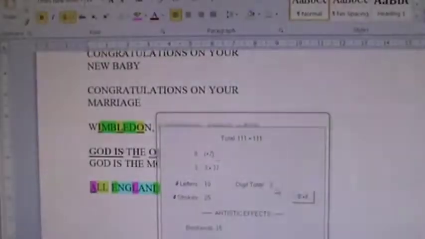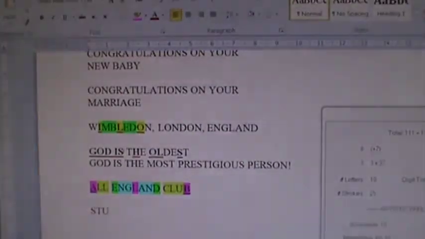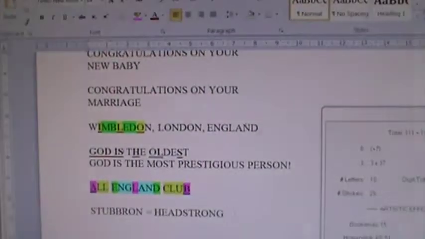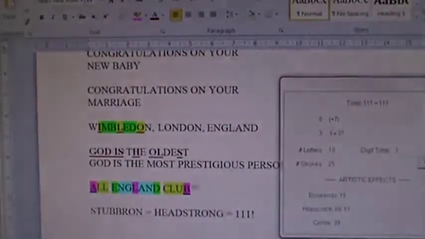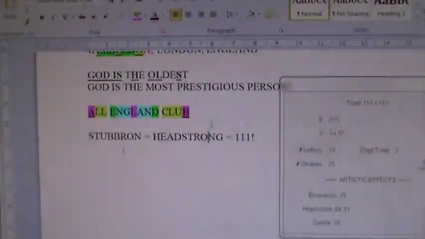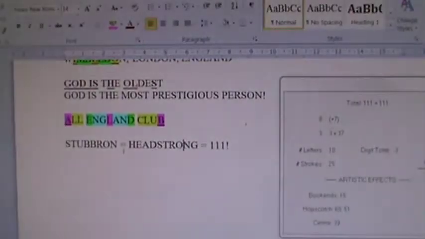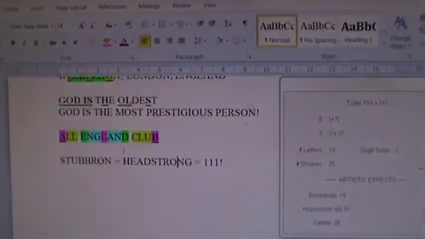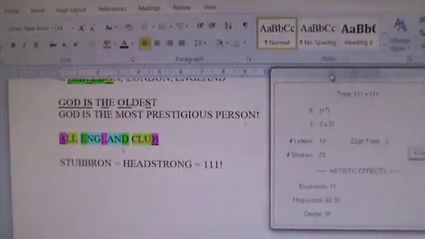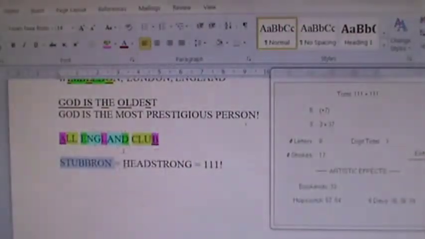Oh, that's huge. Did you know that you can be stubborn for a good reason? You know, stubborn as regards righteousness, that's a huge find. Wow. Stubborn equals headstrong. 111 perfectly. Glory to God. See how fun this is? See how meaningful this is? Stubborn equals headstrong. Wow, that's huge. Stubborn, 111. Headstrong, 111. Amazing.